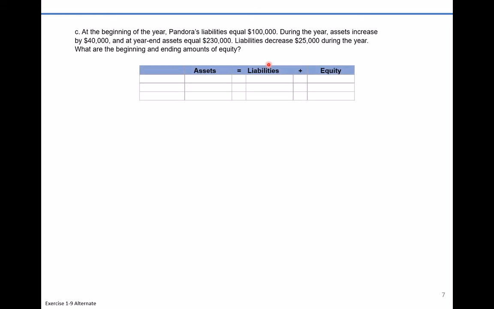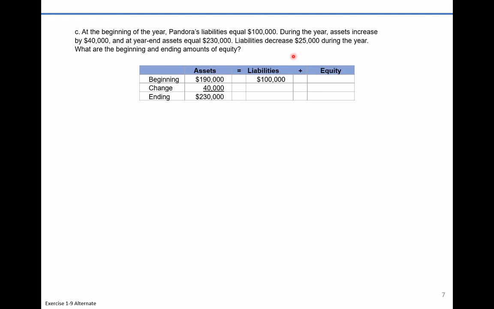Well, we put up the balance sheet equation. We just plug in what we know. So at the beginning of the year, assets we don't know, but we do know that liabilities were how much? $100,000. Next, they say during the year, assets increased by $40,000. So the change for assets was 40. Liabilities decrease, and assets at year-end were $230,000. Liabilities decreased $25,000. Well, before we even get to liabilities, can we plug in what assets have to be? Well, sure. $230,000 is what we had. Subtract out the 40, and beginning assets had to be $190,000.